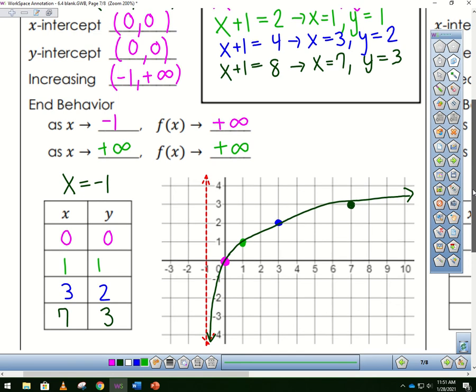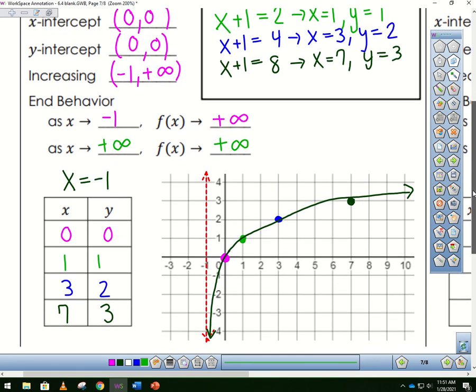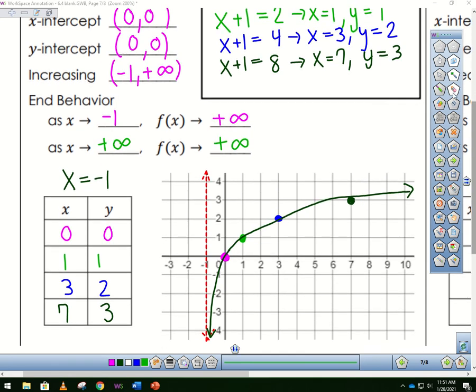Yes? Why does it say positive infinity for negative 1? Oh, you're right. It should be negative. I said negative and I wrote positive. I apologize for that. Thank you. Do you guys have any questions for me?